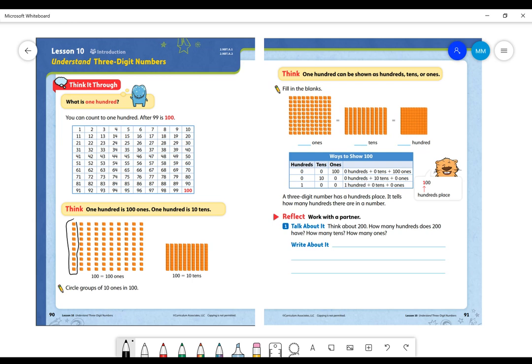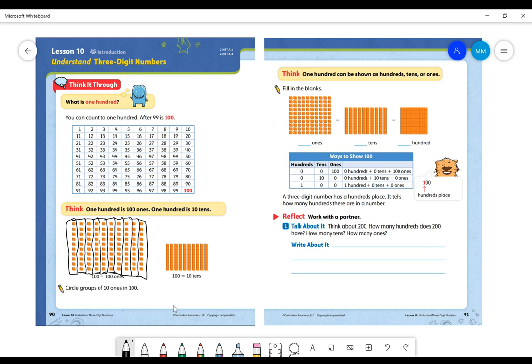10. See, we have 10 ones, which makes a group of 10. 10, 20, 30, 40, 50, 60, 70, 80, 90, and 100. So 100, the number 100, we can think of it as 100 ones.